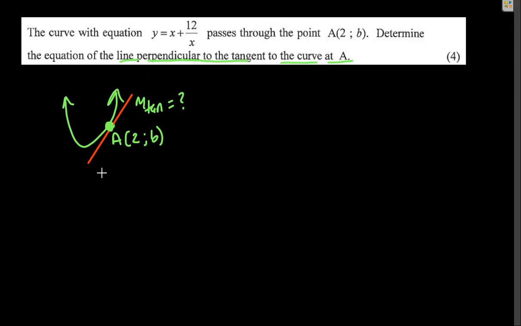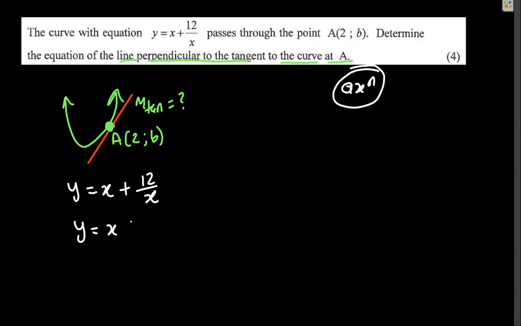So the gradient of, okay, we have first of all y is equal to x plus 12 over x. Now remember, to find the derivative here, you need it to be in the form of ax to the power n. So what are we going to say? We're going to say y is equal to x plus 12 times x to the power negative 1. If you check our videos on applying the differentiation rules, then you'll remember this.